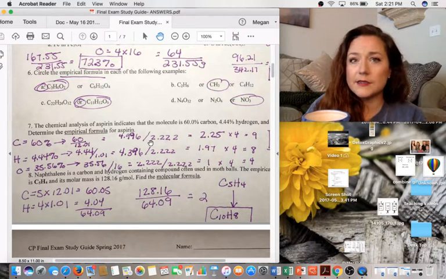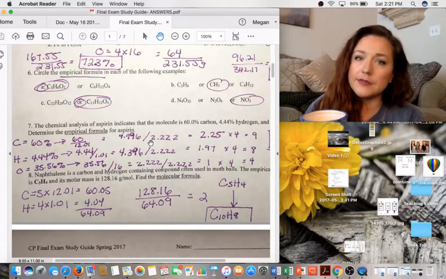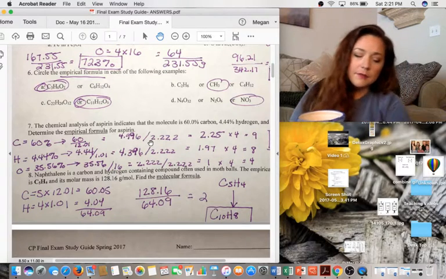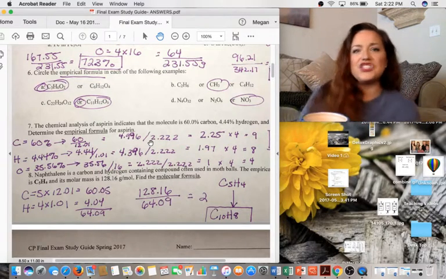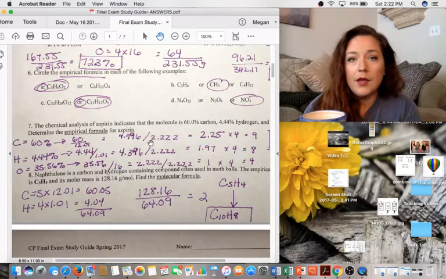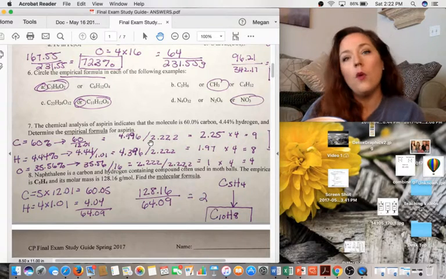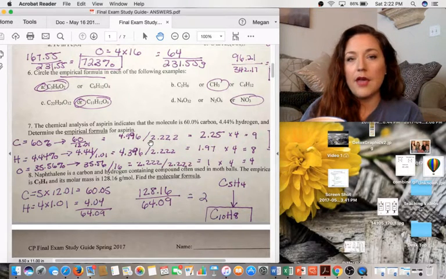For 6, this is identifying empirical. Remember, there's a difference between empirical and molecular formulas. Empirical is literally the smallest it could go. When you're looking for empirical, you want to look for odd numbers or prime numbers that won't get smaller unless it gets into a decimal, which right now can't happen.